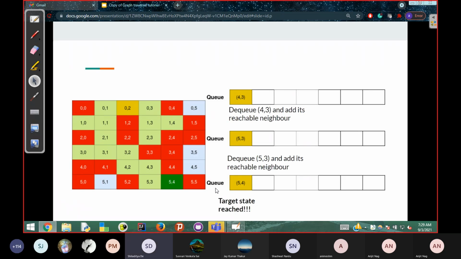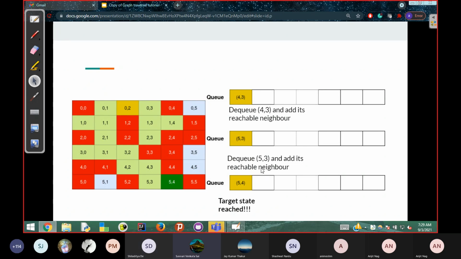So when will your code end? What is the stopping criteria of this algorithm? Can you tell me? From this whole step, what is the stopping criteria? When there is no neighbor that can be added to the queue. That is fine, but the condition is that there is no element in the queue. Yes, sir.